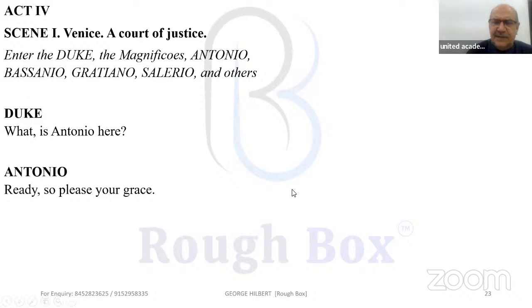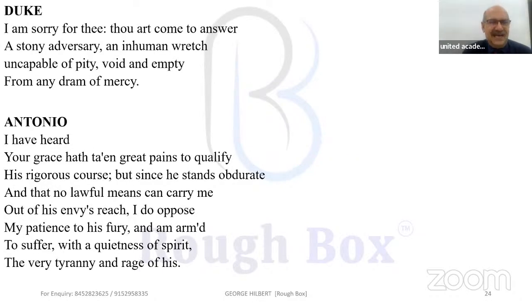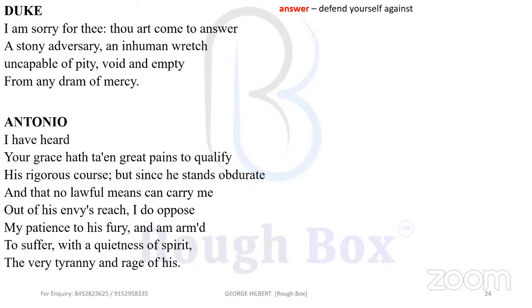The first thing he inquires about is, is Antonio here? And Antonio says, I'm ready, so please your grace. Okay, I'm ready if it pleases your grace. And the Duke at once is very sympathetic to Antonio. He tells him, I'm sorry for thee. I feel very sorry for you. Thou art come to answer a stony adversary. You have come to defend yourself against a hard-hearted opponent.